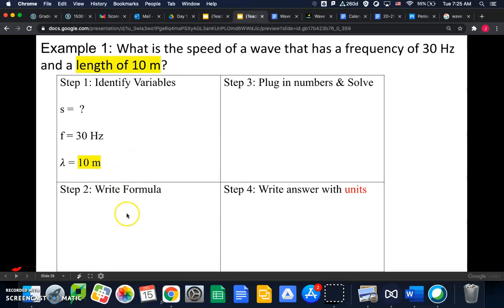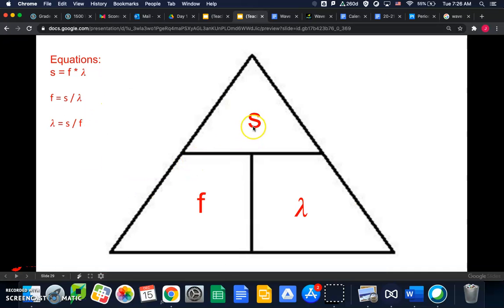Next, we're going to write the formula. Again, we're looking for speed. Speed is our unknown. So we're going to take the triangle and we're going to cover up speed. And that leaves us with frequency and wavelength. So that lets us know, since those two are on bottom, that speed equals frequency times wavelength.